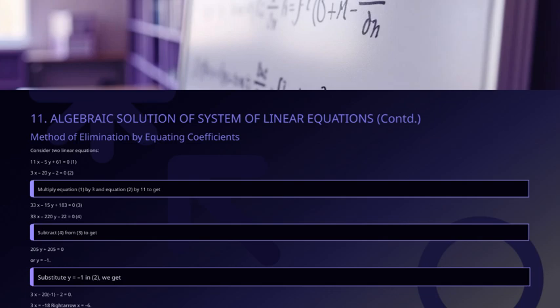Now, these two equations form a system of linear equations. The method we're focusing on here is the method of elimination by equating coefficients. By manipulating these equations, multiplying to align coefficients, we can eliminate one variable and solve for the other efficiently. This approach simplifies solving systems of equations, and it's a fundamental algebraic technique we'll explore further. It's all about adjusting coefficients so that when we subtract or add the equations, one variable cancels out, leaving us with an equation in a single variable. This technique is powerful for solving linear systems systematically.